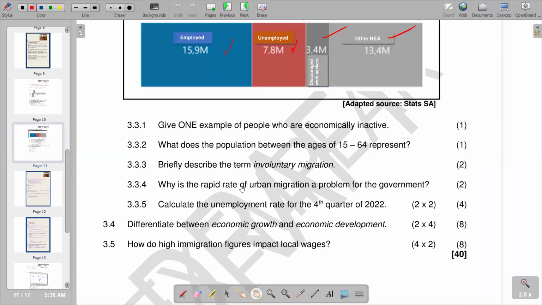But we go back to the question and see that our question is 3.3.4. And obviously, this question is looking for 1 point because it was 2 marks. So we go to the next question, 3.3.5: calculate the unemployment rate for the fourth quarter.